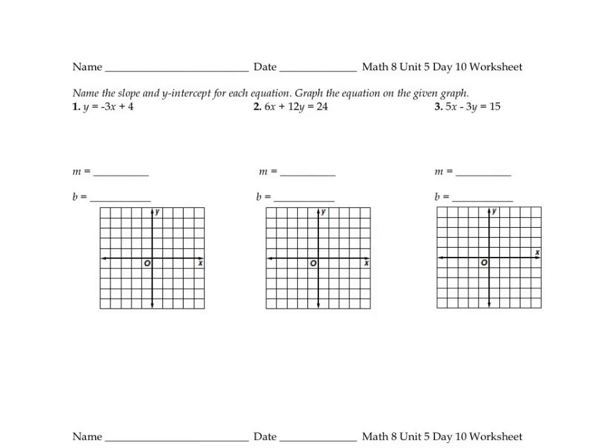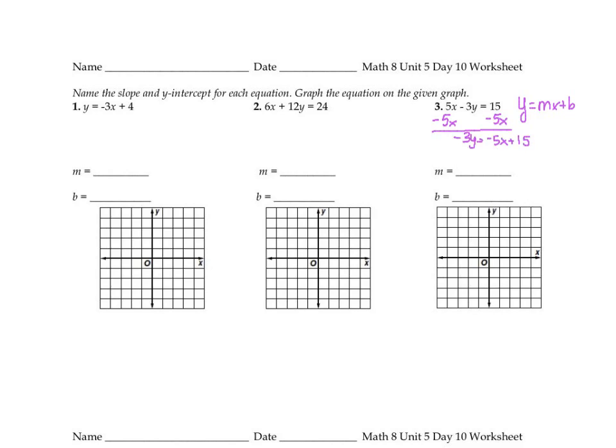Just like yesterday, we're going to use the form y equals mx plus b to graph our line. Looking at the equation in number 3, I see that y isn't by itself, so I need to do some work ahead of time before I can name the slope and the y-intercept. So the first thing I'm going to do, just like we did Friday last week, is subtract 5x from both sides. That's going to give us negative 3y equals negative 5x plus 15.